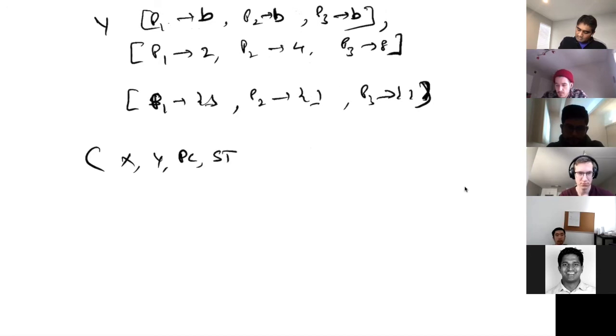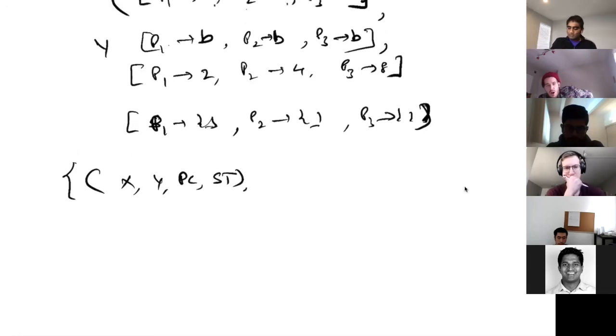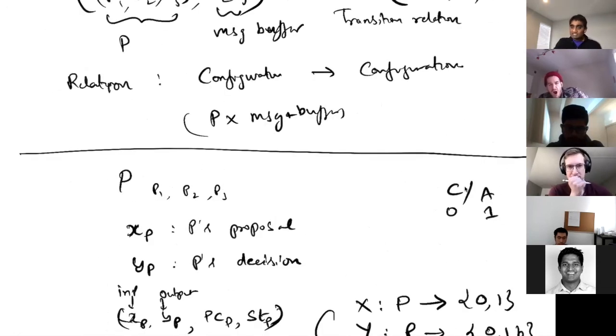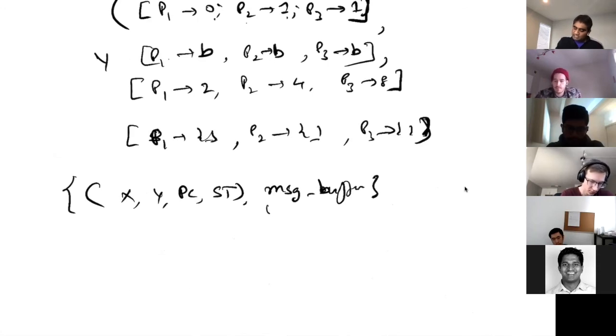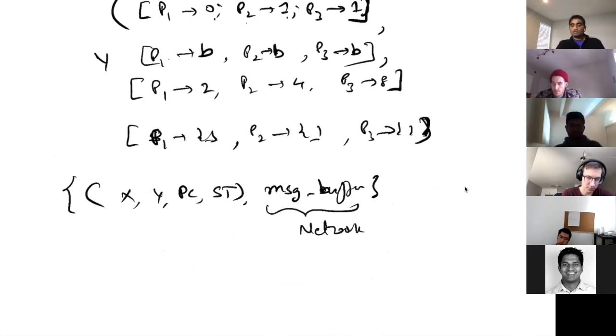PC, ST. The way we modeled communication in the above example, using a message buffer, you can adopt the same strategy here. You can define a message buffer. When I say message buffer, it is essentially a network. Think of the network as simply a set of messages, each tagged by its destination process identifier. At any given point of time, the network state can be represented by what messages are in flight, which means a set of messages that are currently in flight, not yet delivered.